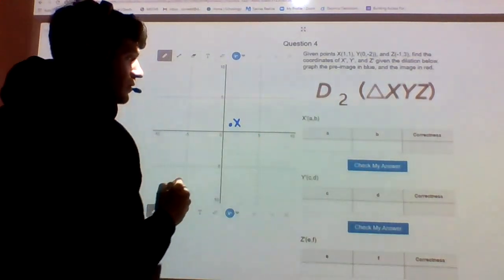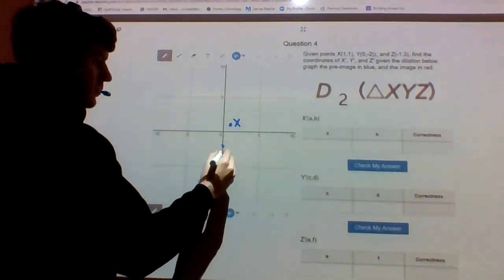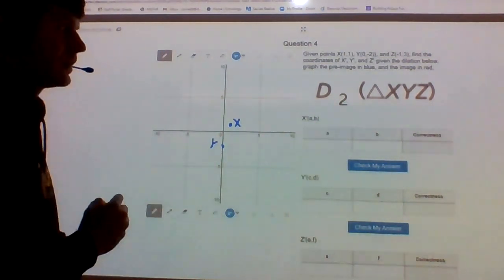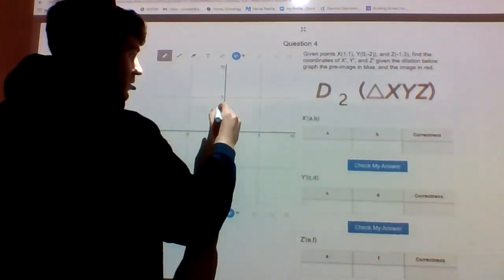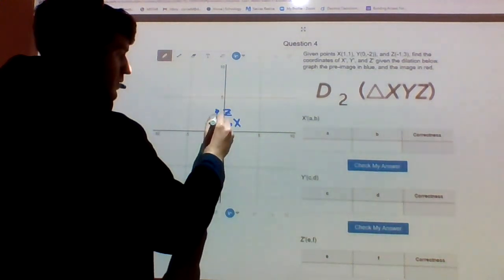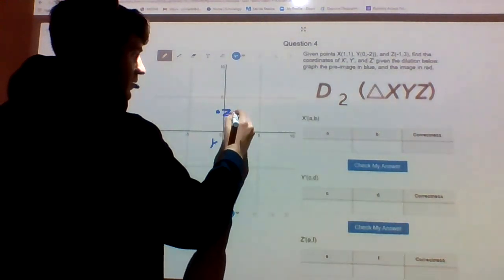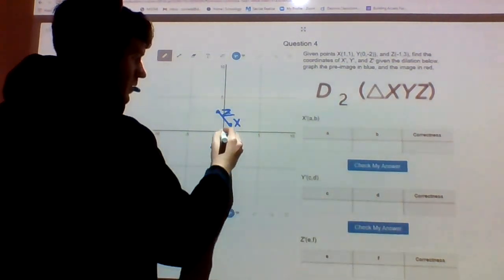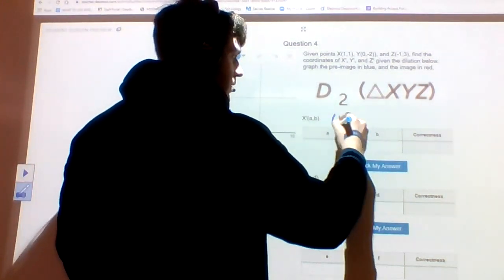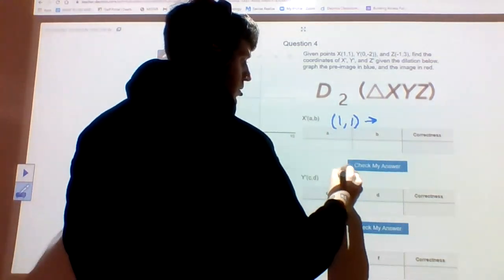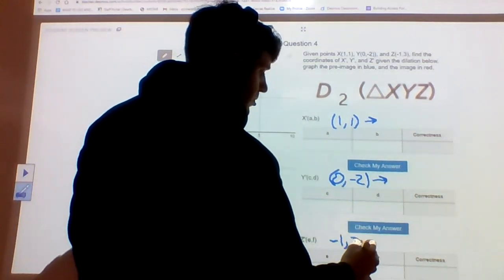That's x. We got 0, negative 2. That is y. And we got negative 1, 3, is z. So there's our original. All right, we have 1, 1, 0, negative 2, negative 1, 3.